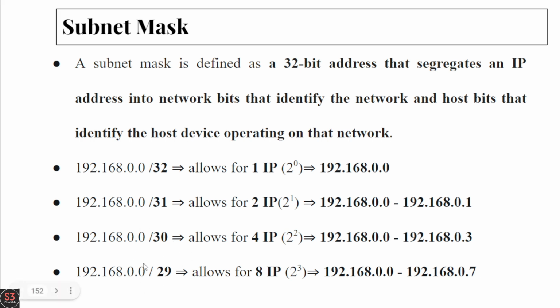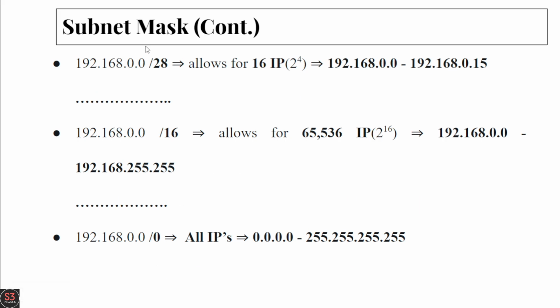If we have 29 as a subnet mask, then it will allow 8 IPs. 2 raised to 3 means 8. So from 0 to 7, it will allow 8 IPs in a /29 subnet mask. If we have 28 as a subnet mask, then it will of course allow 16 IPs, 2 raised to 4. So from 0 to 15, IPs will be allowed in a /28 subnet mask.